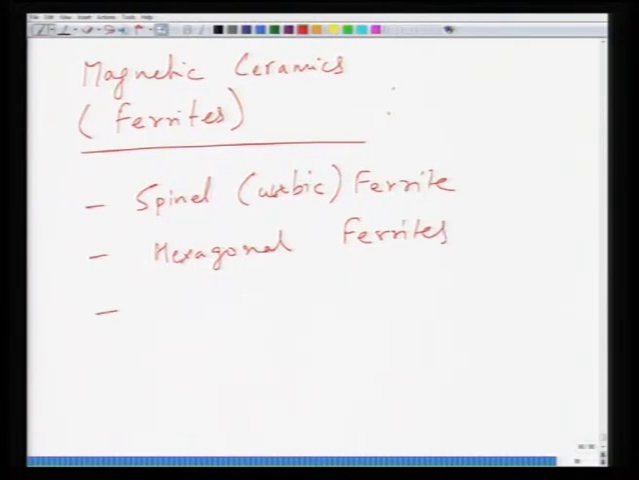We can have garnets. Garnets are essentially based on mineral form. So all these are strongly magnetic material. They are reasonably resistive in nature as well. As a result, they are used in applications where loss is an important thing. So if you don't want to have high losses, you can use these materials.